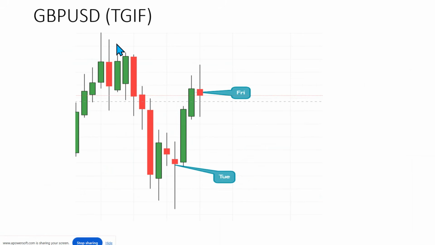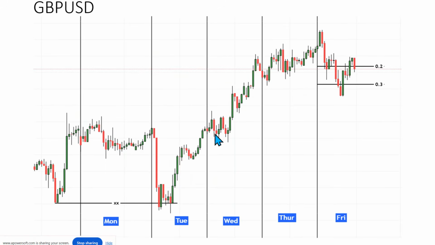Then let's look at the example of GBP USD. Tuesday formed the low of the week. This is Monday, Tuesday, Wednesday, Thursday. So Tuesday formed the low of the week, and Thursday we're having an expansion. So this is a classic weekly expansion profile. This is Friday. You can see it's a bearish candle. So this would have been your TGIF setup. This is what it looks like on the lower time frame.